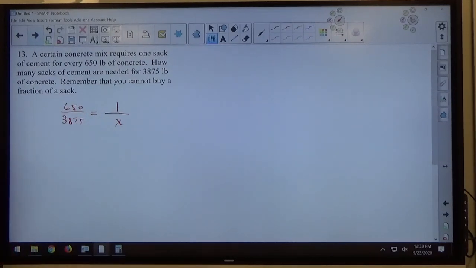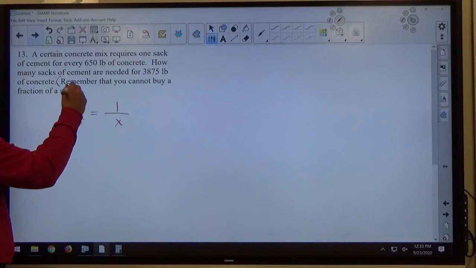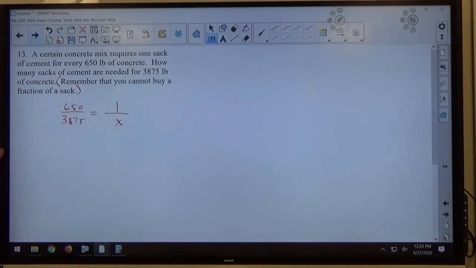There's a hint here. Remember, you cannot buy a fraction of a sack. So if you have to get point anything, you're going to have to round up to the next number, no matter what it is. If you get 6.043, you got to get 7 bags. If you get 6.993, you got to get 7 bags. So any part above, you got to get the next bag up.